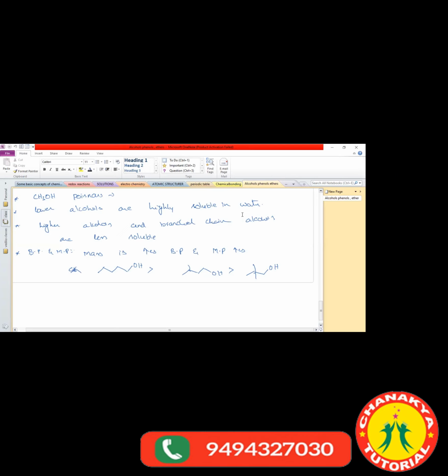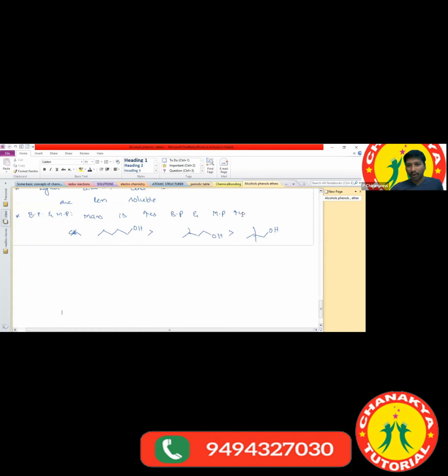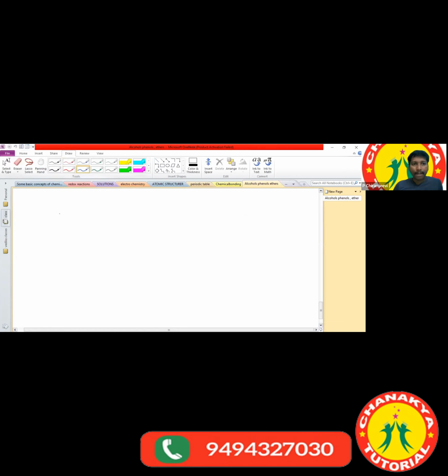In the last class, we discussed alcohols. In that one, we had seen the preparation of alcohols. Today we will discuss the chemical properties of alcohols. What are the chemical properties of alcohols?